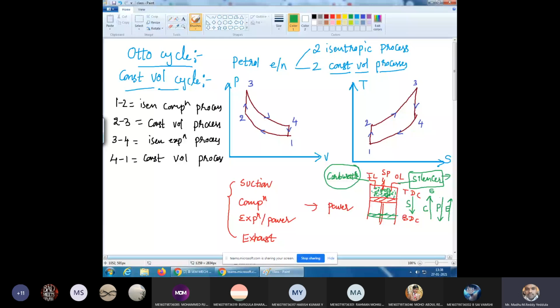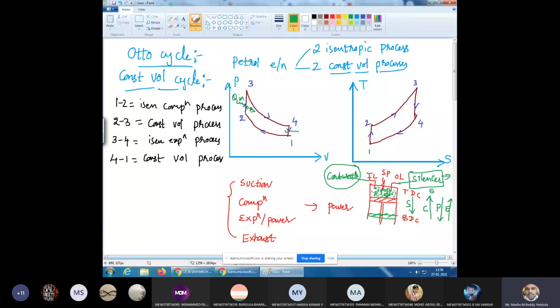These 4 operations should be completed by an engine in order to work: suction, compression, expansion, exhaust. Now, 1 to 2 is the compression process. 2 to 3 is the heat addition process, constant volume heat addition, and 4 to 1 is the exhaust process, nothing but constant volume heat rejection process.